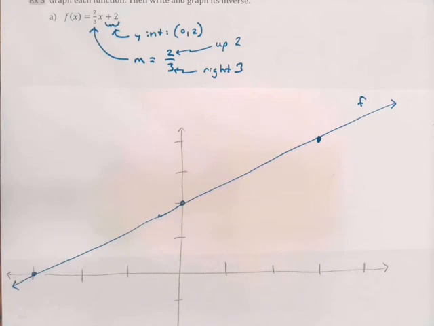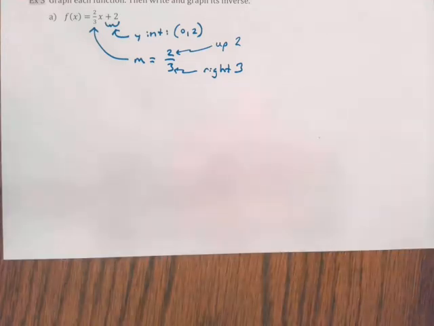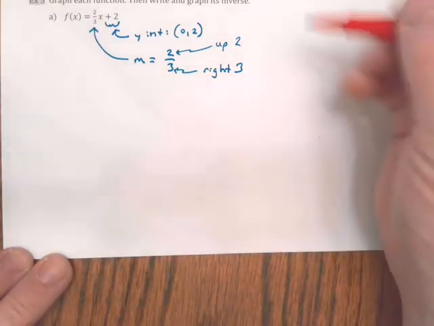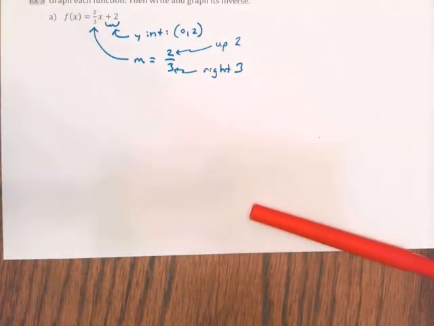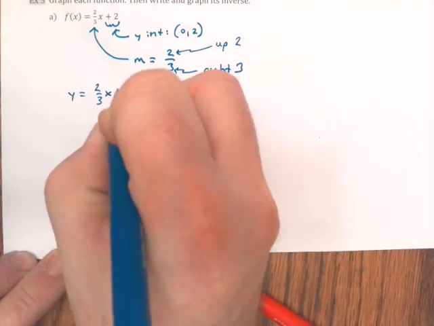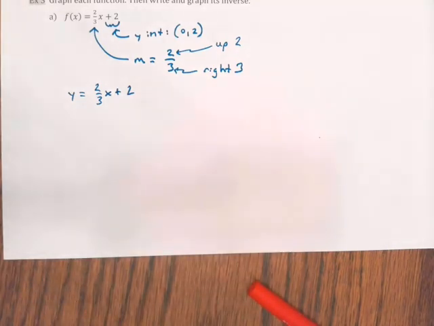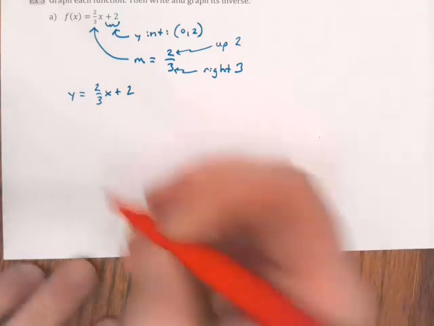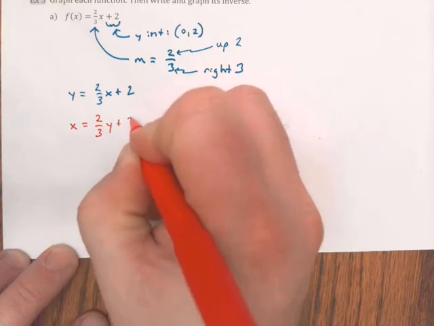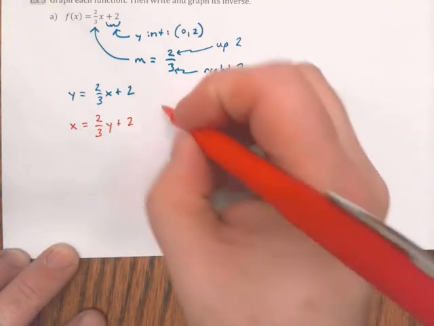We also want to write and then graph its inverse. One of the ways that you can come up with the equation for the inverse is to take the original equation, which for this problem, if I write it with x's and y's, is y equals 2/3 x plus 2. If you take the x's and the y's in the original and you switch them around, you now have the equation of the inverse.